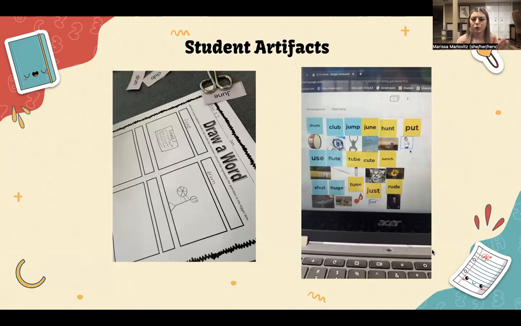And then here are just some student artifacts. So we have one student, he drew the month of June. So he did a calendar and then a drum. And then this was the student that loved to do the Jamboard. So he put the word drum on a Post-it, found a picture of a drum, flute, found a picture of the flute, tune, he found a music note. So it just kind of shows that students got to pick which strategy worked best for them and which method they preferred, whether that's technology or pen and paper.